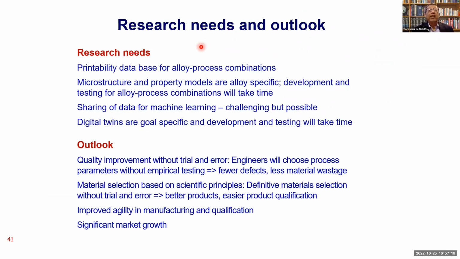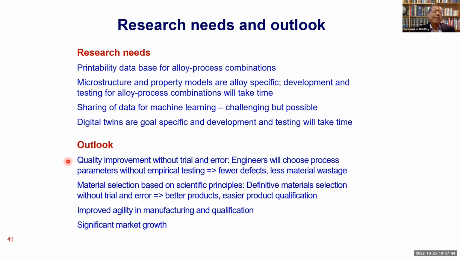And we still can improve the digital twins if we have more data. For example, printability data, microstructure property data that are alloy specific. So for these, we have to be patient. Sharing of data for machine learning. Digital twins are also goal specific.